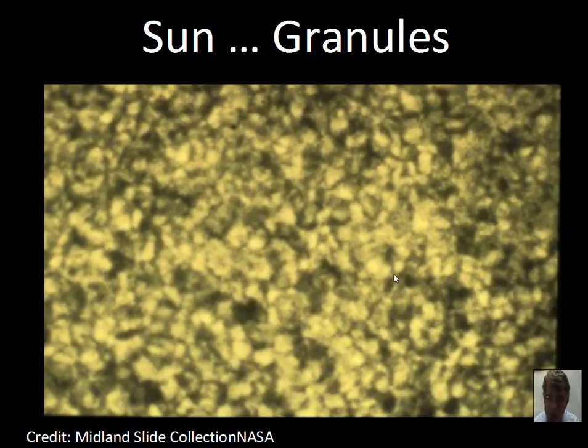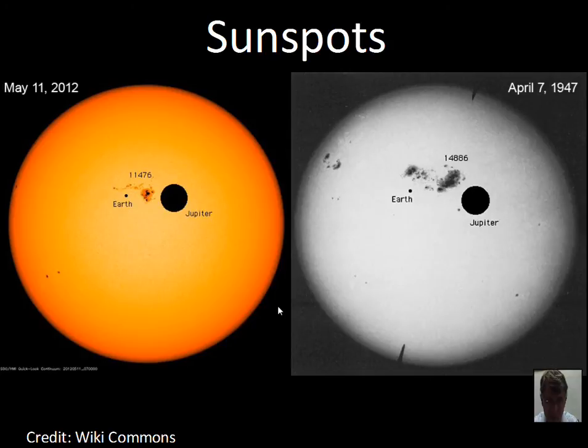These granules are the size of Texas or so. They're of considerable size. But we do have this evidence of convection. Hot material rises, gives off its energy, becomes dark, and then sinks back down.